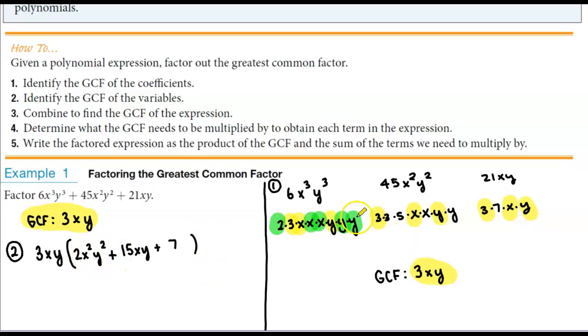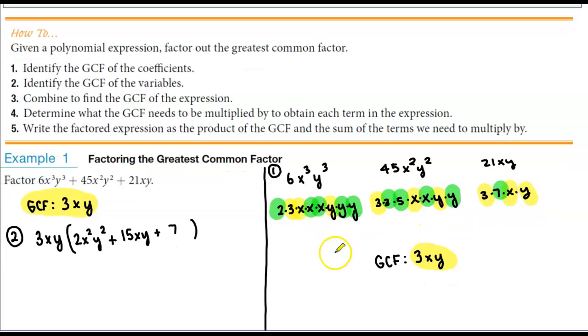Plus, what's left over in our second term? Well, we have a 3, we have a 5, we have an x, and we have a y. When we multiply that together, we get 15xy. And then what's left over in the last term is the value of 7.